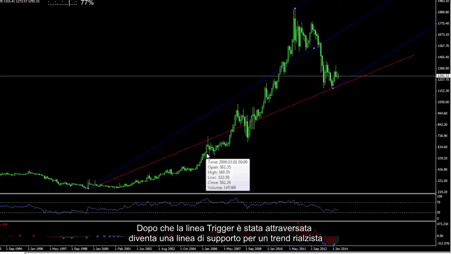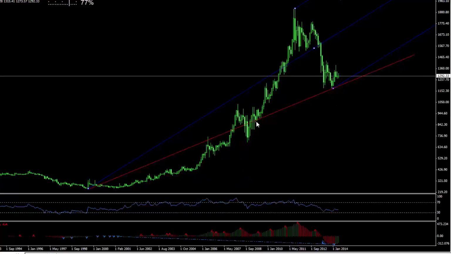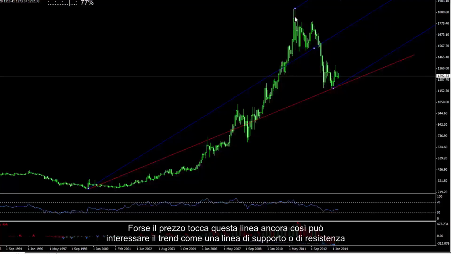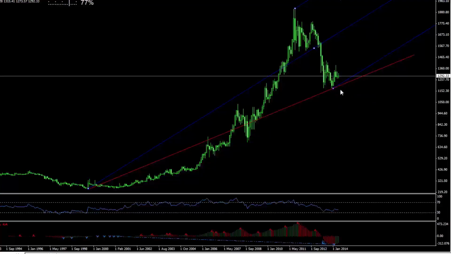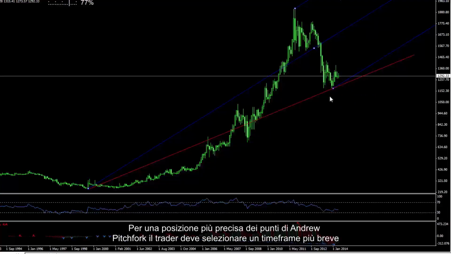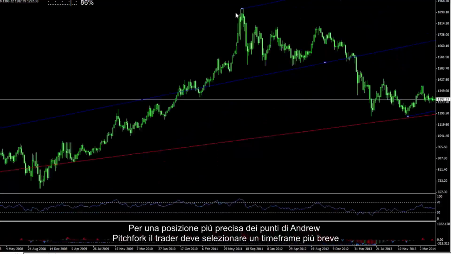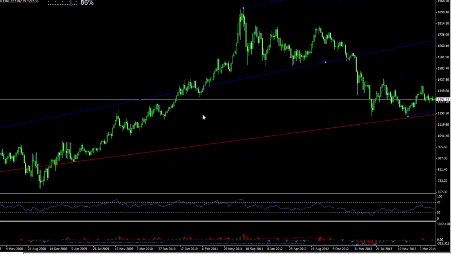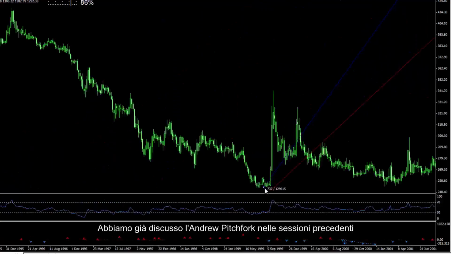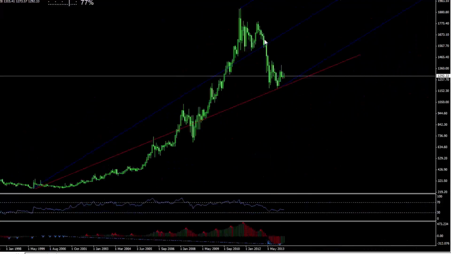After the trigger line has been crossed, it becomes a support line for an uptrend. Maybe price touches this line again, so it may affect the trend as a support or a resistance line. For more accurate location of Andrew's pitchfork points, a trader must select a shorter time frame. We have already discussed Andrew's pitchfork in earlier sessions.